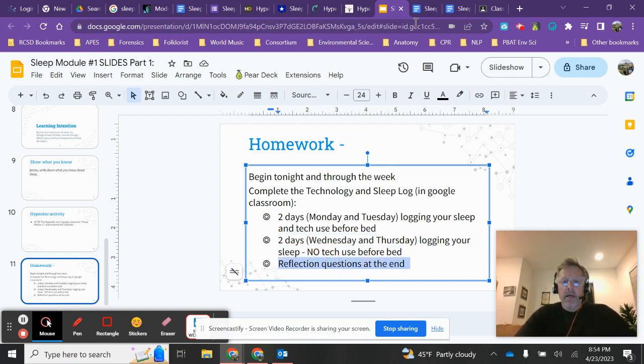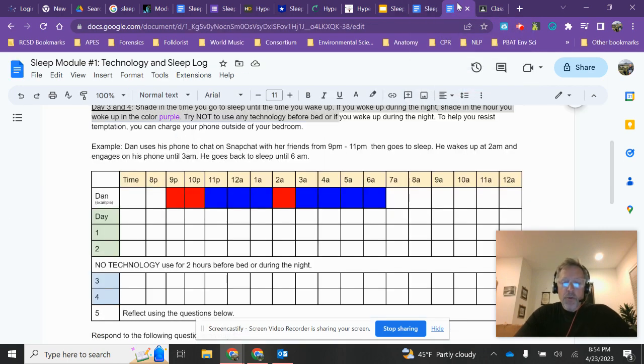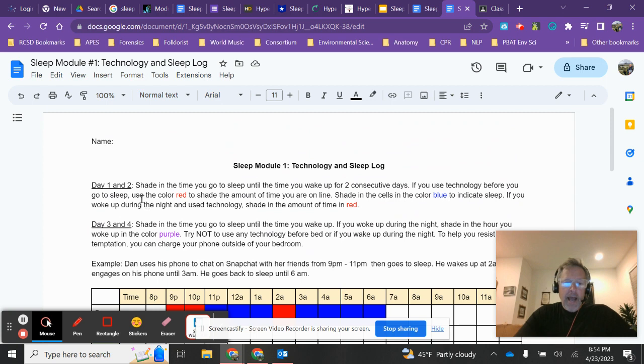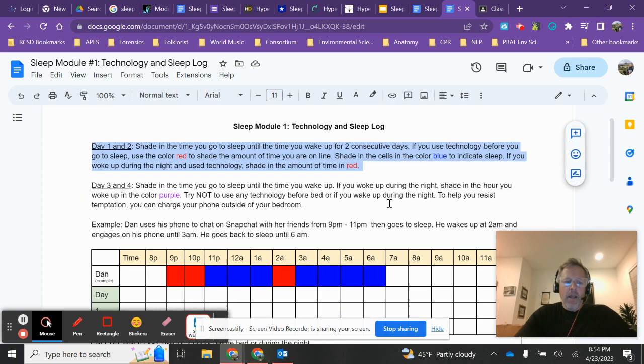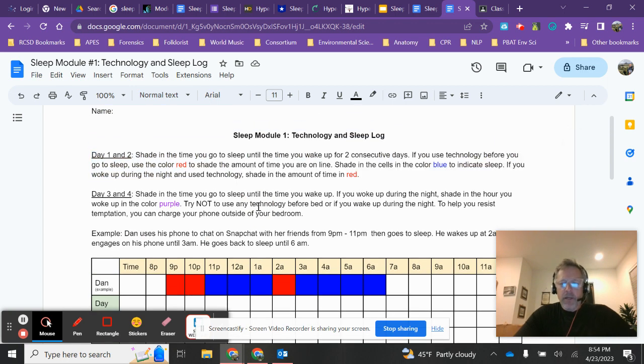Then there's some reflection questions at the end of that. What that looks like is here. You're going to do this Monday. Here's the log. You're going to actually read this over before you go to bed or now. And then when you wake up Tuesday morning, like a first kind of thing, you're going to start to work on your chart.